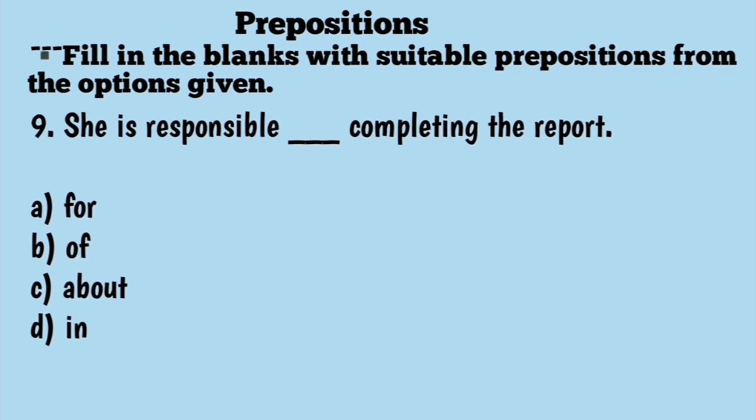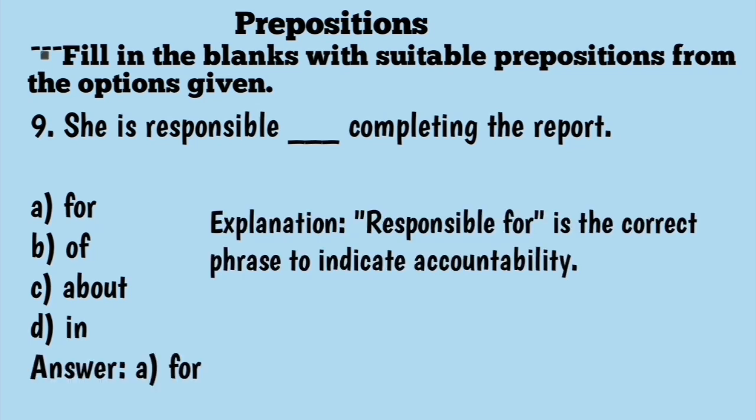Next, she is responsible dash completing the report. Option A for, option B of, option C about, option D in. Answer is option A for. Responsible for is the phrase to indicate accountability.